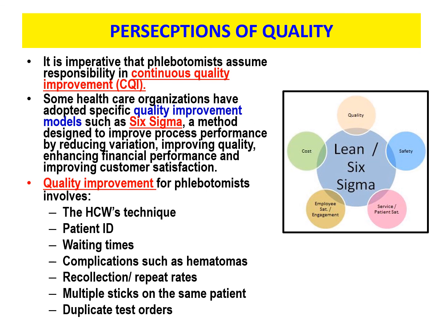It is imperative that phlebotomists assume responsibility in continuous quality improvement. We want to continue to get better at all times. Some healthcare organizations have adopted specific quality improvement models, such as Six Sigma, a method designed to improve process performance by reducing variation, improve quality by enhancing financial performance, and improve customer satisfaction. Quality improvement for phlebotomists involves these different things.